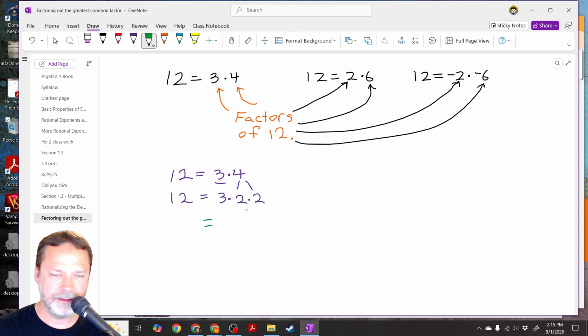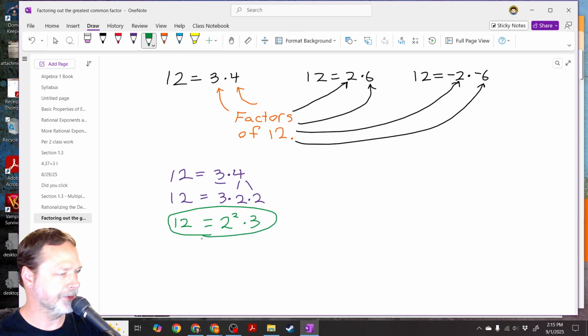Now, let's say we start with the smallest prime first. I got two 2's, so I could rewrite that as 2 squared times 3, or 2 times 2 times 3. And we'd say that's factored completely, if we're talking about integers, numbers. We got it factored down as small as possible.